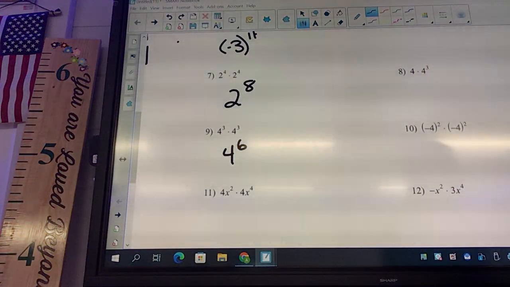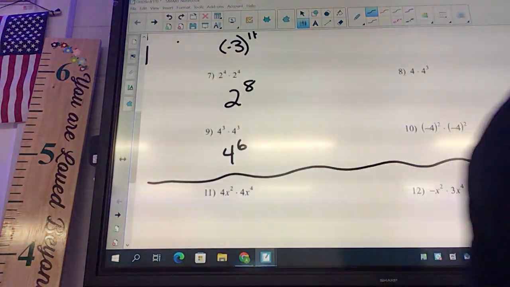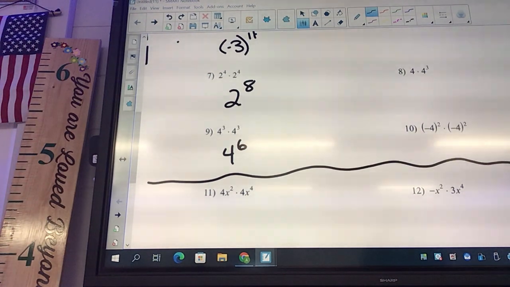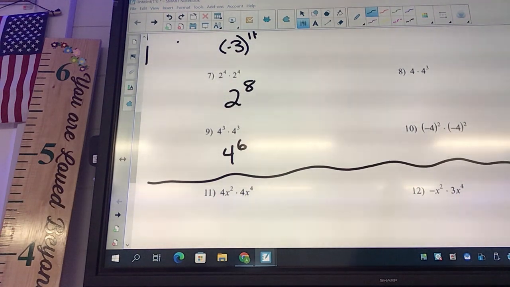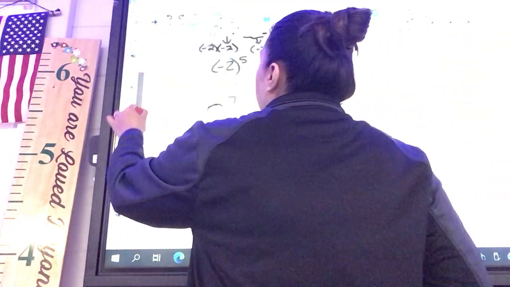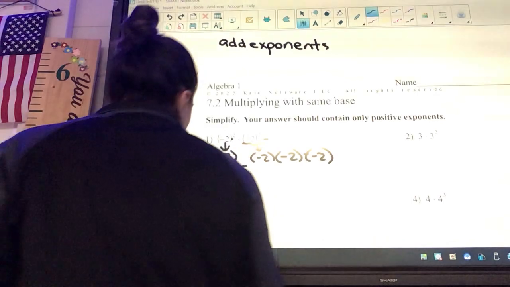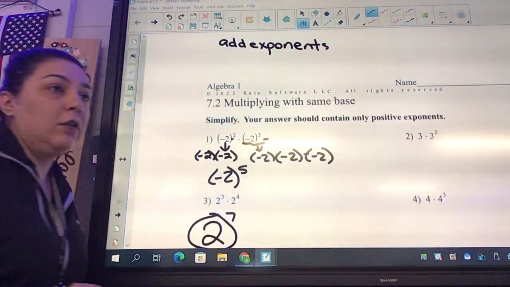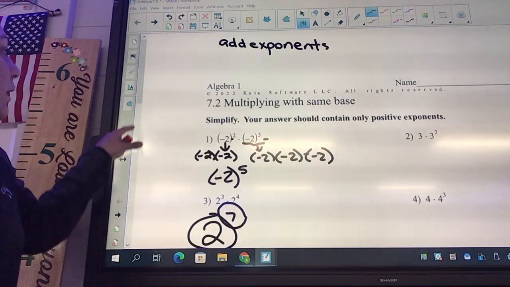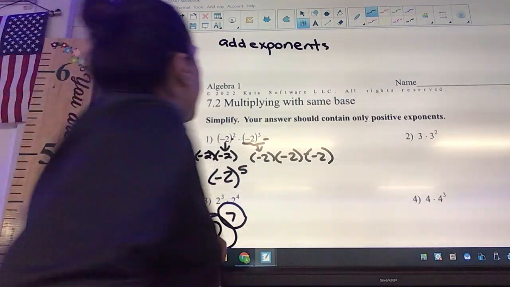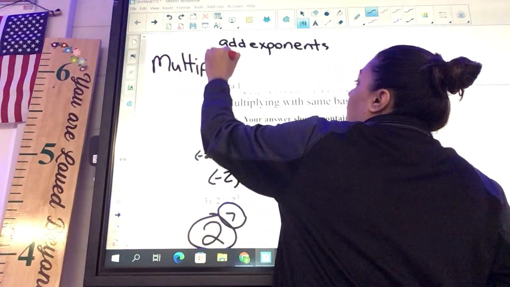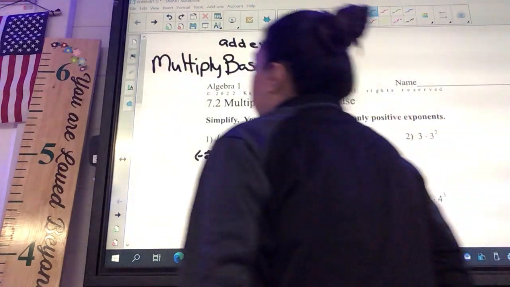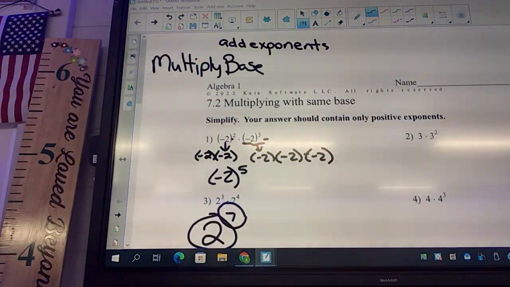Okay, so 1 through 10 are where there's just numbers. So essentially, you keep the base and add the exponents. But when we throw in variables, this part is the base, the big number is called the base, and this part is the exponent. So when we're doing letters and numbers, you're going to multiply the base and add the exponents. Okay, you're going to multiply the base and add the exponents.